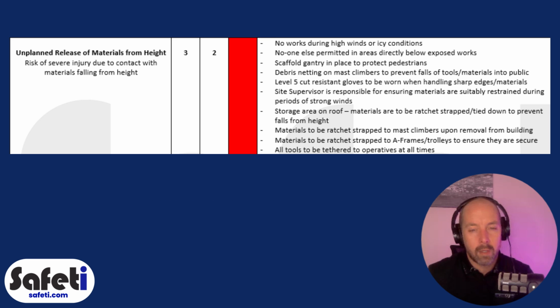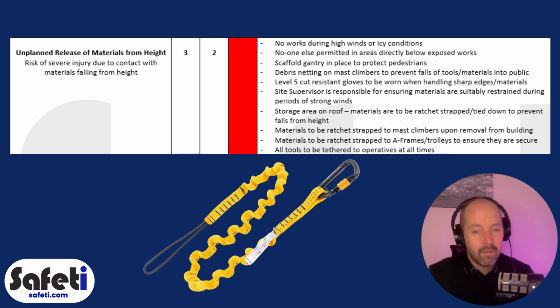In terms of tools, you might want to use things like tool tethers, very common in construction nowadays, to make sure that those don't fall from a height. If you imagine dropping a hammer from 50 or 100 feet, you can imagine just the damage that it could potentially do if it does hit someone. So it's something to be very much aware of.